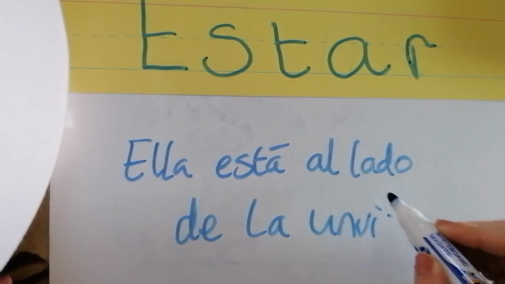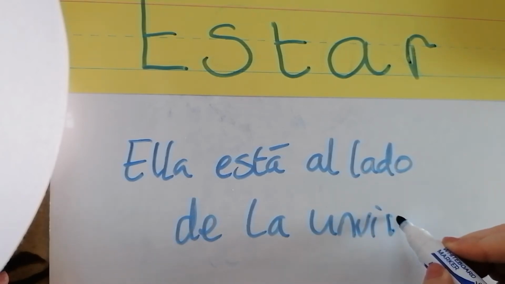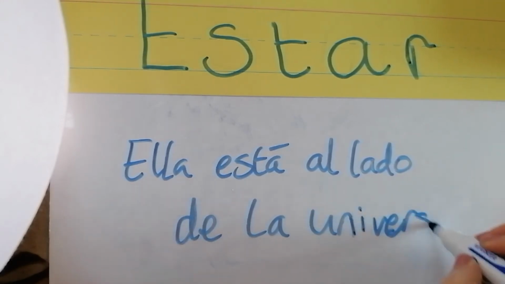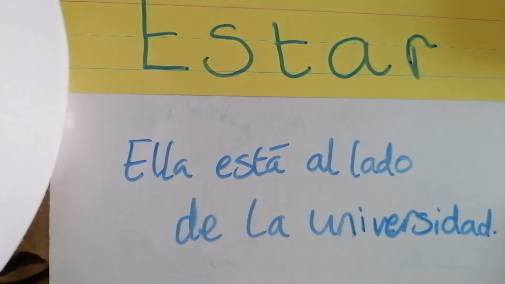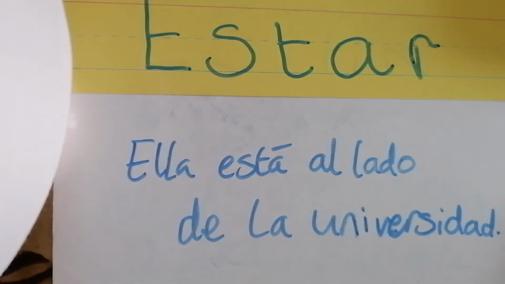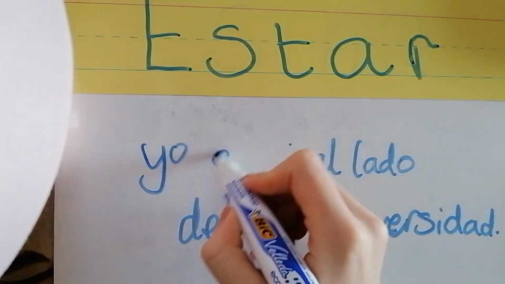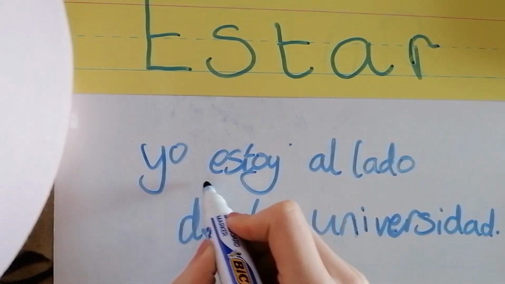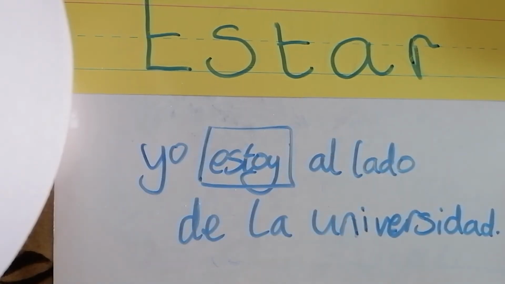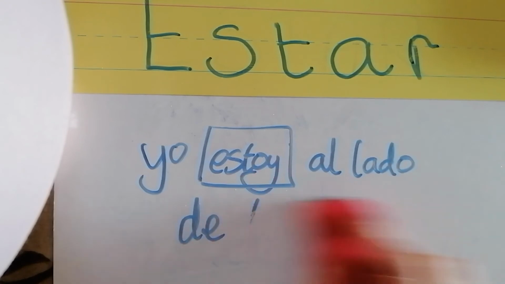She is beside the university. Gosh, I'm forgetting how to spell, guys. Universidad. Perfecto. Okay. So ella está al lado de la universidad. If I wanted to say I'm beside the university, yo estoy al lado. Okay? So the first example was third person. This example is first person. Always using estar because I might not be beside the university in 10 minutes' time. That could change.